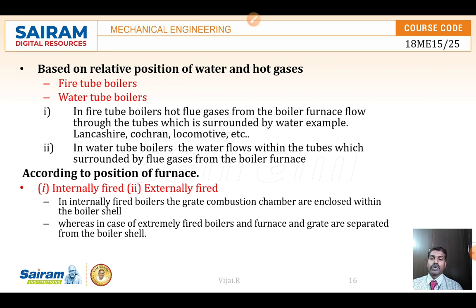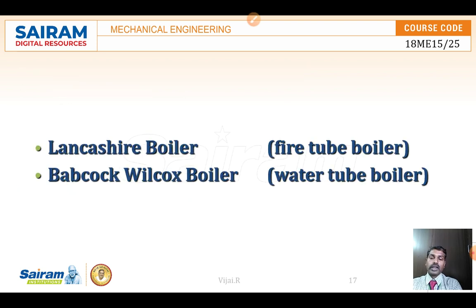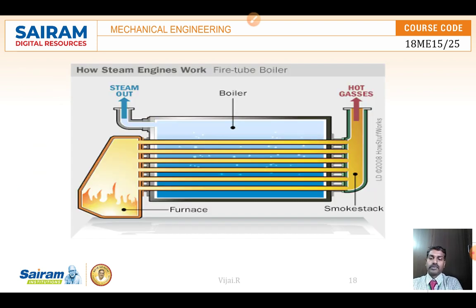Another classification is based on the position of the furnace: internally fired and externally fired. The furnace, which is used to produce the heat, may be located inside the boiler, or it may be external to the boiler. According to this, one important category of fire tube boiler is the Lancashire boiler. Now let us see how it functions.